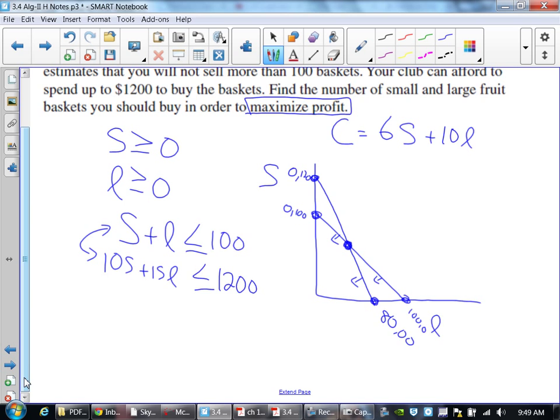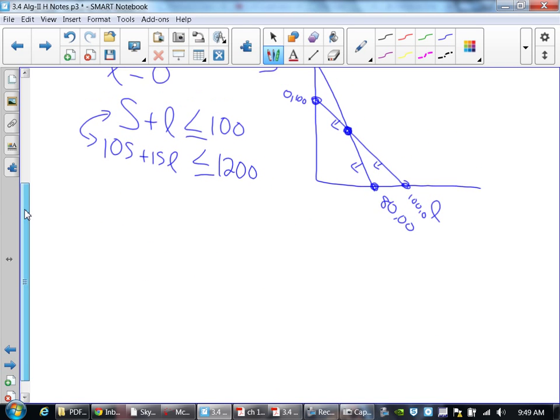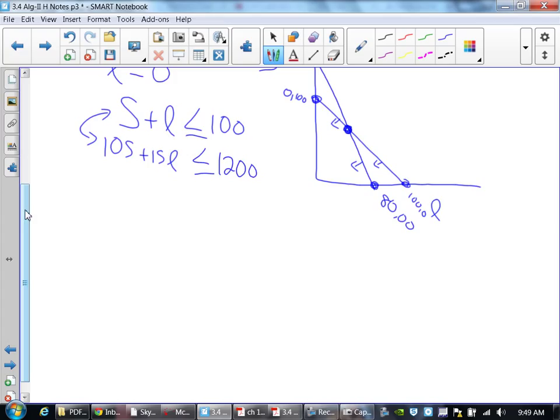I'm looking at this one thinking I'm just going to multiply the top one by 10, and just go 10s plus 10l is 1,000. Subtract it out, I get 5l is 200. L is 40.